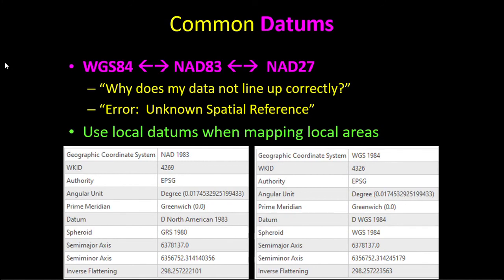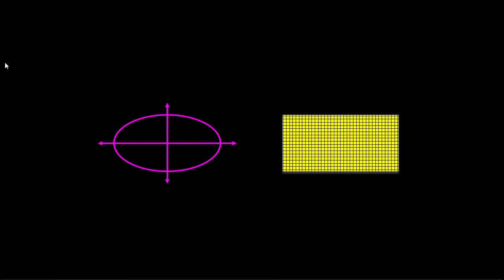Finally, an unwritten rule is you tend to use local datums when mapping local areas. Now that we've established our datum, our reference ellipsoid that we will be using, we need to convert the reference ellipsoid to a flat map for our printer or for our screen. And so that's where we're going next.